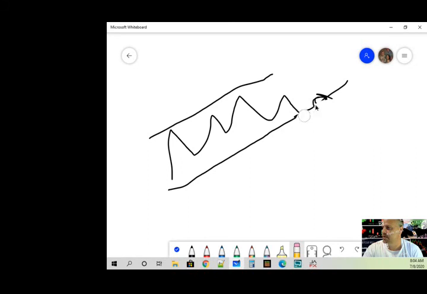I have seen it where it came through the line and went below it, and as soon as it goes below it, it starts going back up again, and it continues. So always be leery.